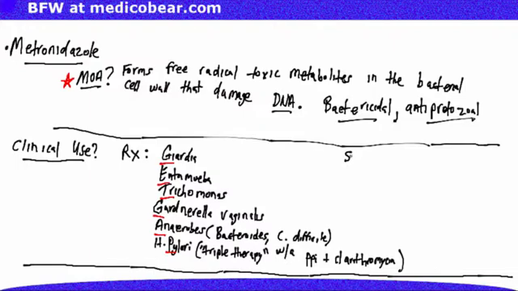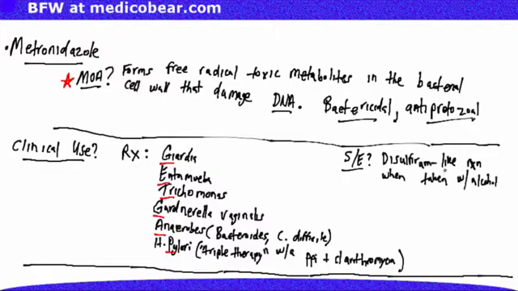Okay, so let's take a look at some side effects of metronidazole. A really high yield one is the disulfiram-like reaction, RXN for reaction, when taken with alcohol. Now you might be asking yourself, what does that disulfiram-like reaction encompass? It includes things like severe flushing, tachycardia, so an increased heart rate, and also hypotension. Not hypertension, but hypotension. These things are seen with the disulfiram-like reaction.